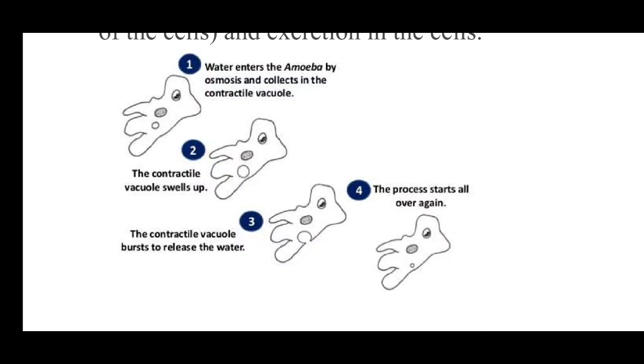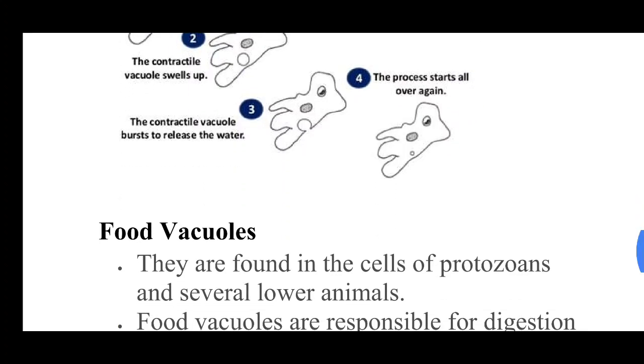So when it's swollen, what happens? The contractile vacuole bursts and it releases the water. The process starts all over again. So once the contractile vacuole swells up, it will burst and the water will be removed from the amoeba cells, and this process goes on continuously.